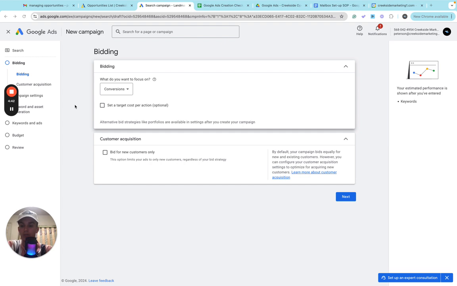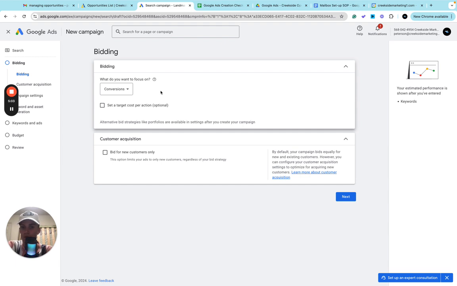And once you get enough people to convert to your site, typically around 15, then you can switch back to maximize conversions, and Google will do the rest of the optimization from there and try to get you the lowest cost per conversion. So those are the two reasons that you would use maximize clicks inside a campaign. And the final strategy that you can choose is impression share.